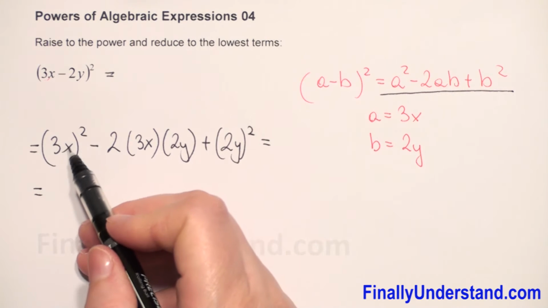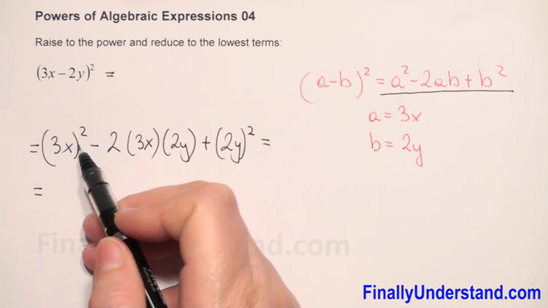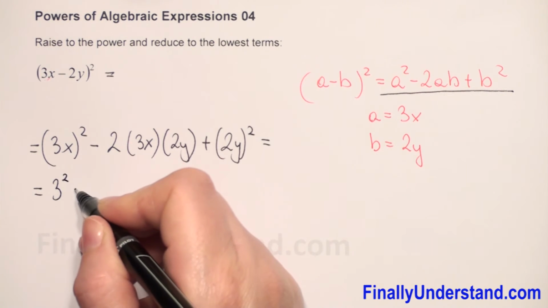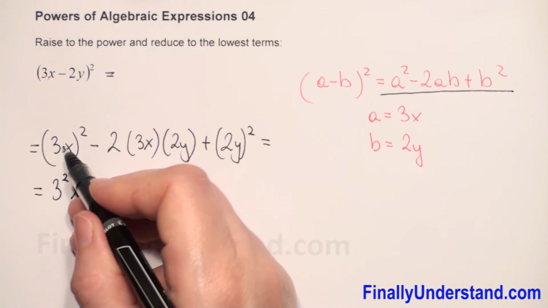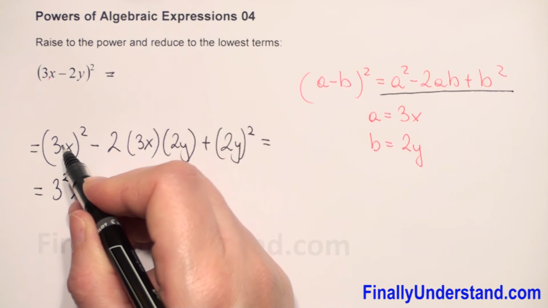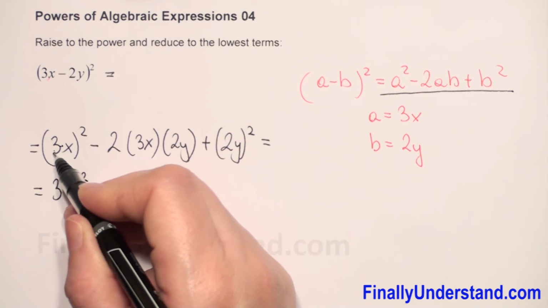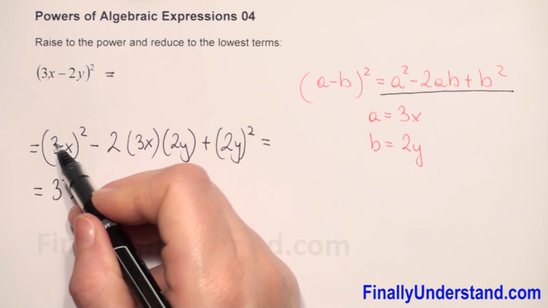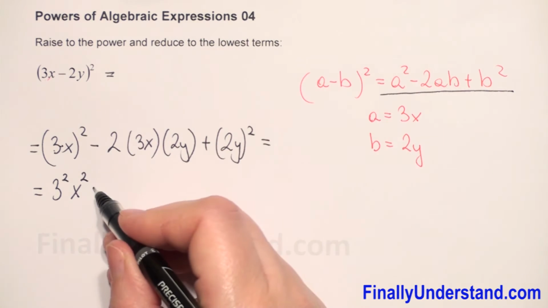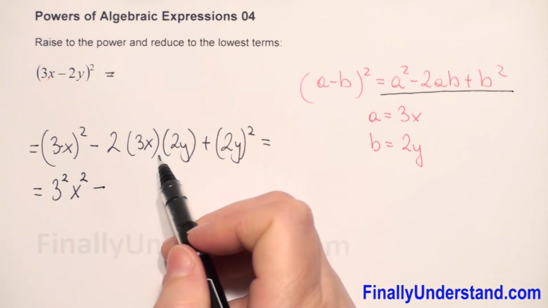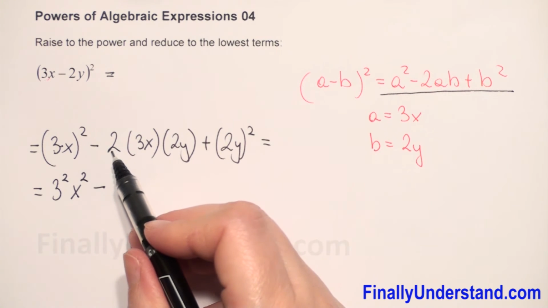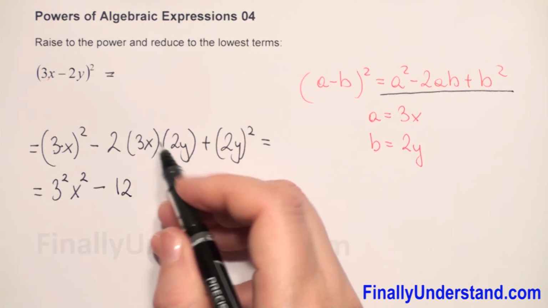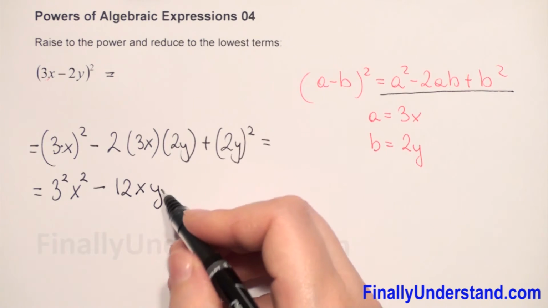Now we have to raise the first expression to the second power. It means we have to raise to the second power 3 and x, so we have 3 to the second power times x to the second power. We use this formula only when we have multiplication. When we have multiplication between a number and a variable, we raise to the second power the first number and next the variable. Minus, next we have multiplication, so we can multiply the numbers. 2 times 3 is 6, times 2 is 12, and we just copy the variables x and y.